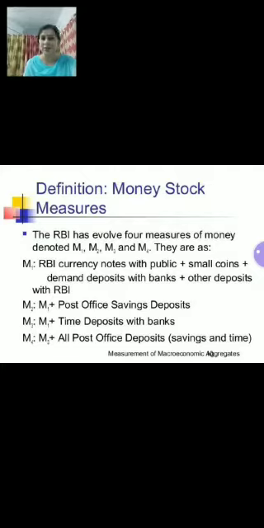You can see this written in the slide. RBI currency notes with the public plus small coins will be C. Demand deposits with bank, that is DD, and other deposits with RBI will be OD. So the formula will be C plus DD plus OD. Right, children? So you will write in the short form, and you also have to write what DD stands for, what OD stands for, and what C stands for. So this was the formula for M1. I repeat, M1 is equal to C plus DD plus OD.